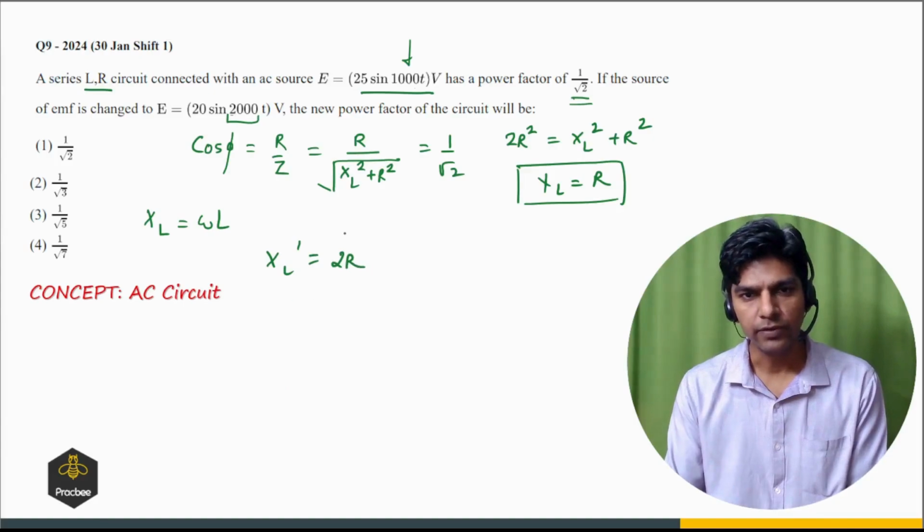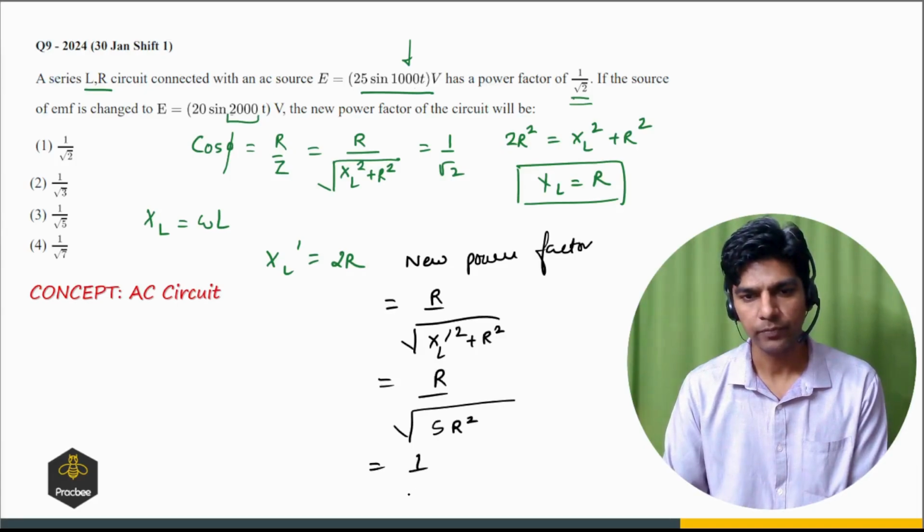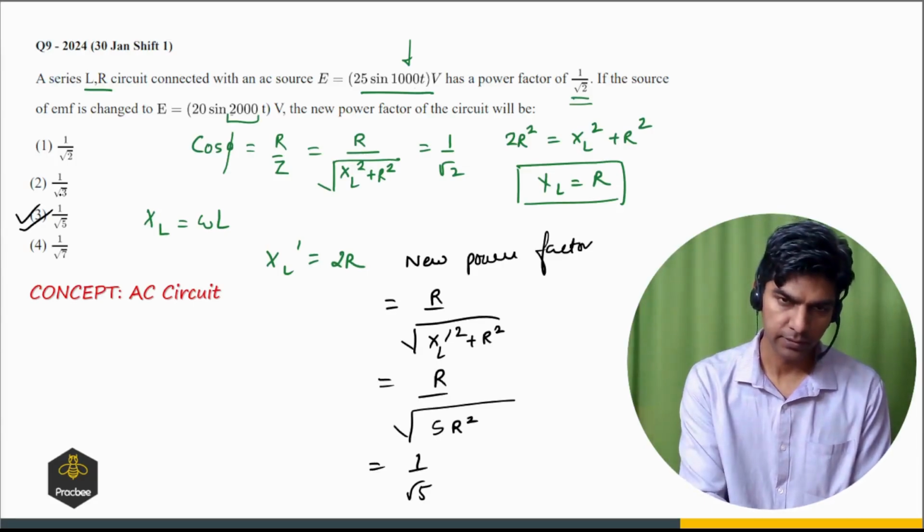Now if you use this value, what is the power factor? Resistance is not changing, so the new power factor will be R by root of XL prime square plus R square. That will be R divided by root of 5R square, which is 1 by root 5. So option 3 is the right answer.